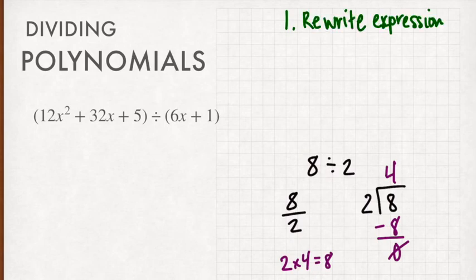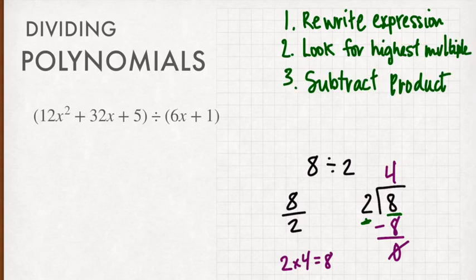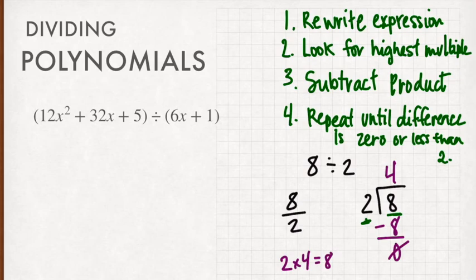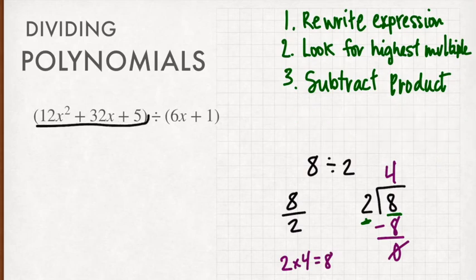So step number one, we're going to rewrite the expression in a way where we can start doing the actual division. In step number 2, we look for the highest multiple of 2 that can fit into the number that we are trying to divide. Step number 3, we're going to subtract the product from the number that we're trying to divide. And step number 4, we repeat the process until the difference is 0. So let's go ahead and follow the steps and see what this would look like.